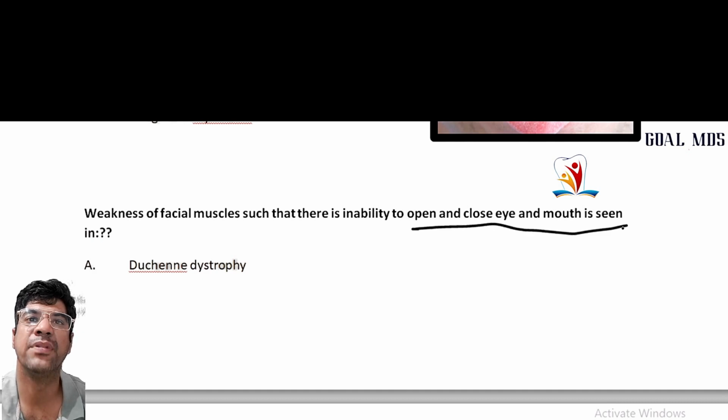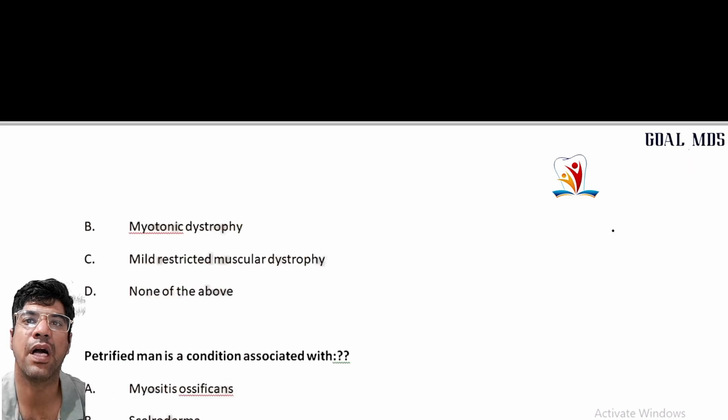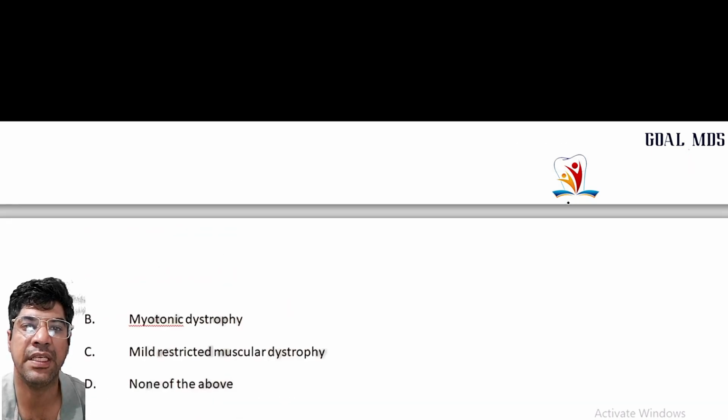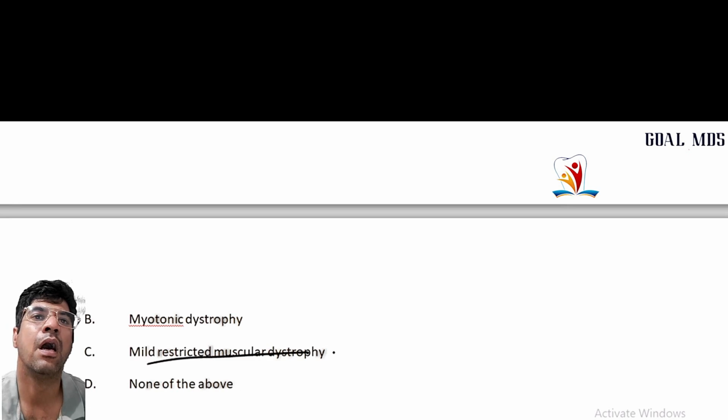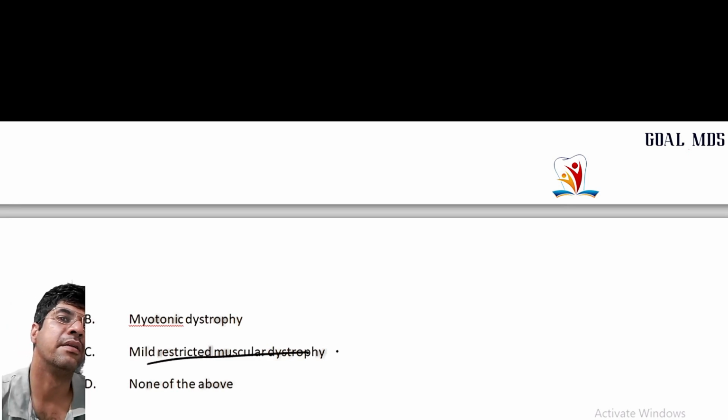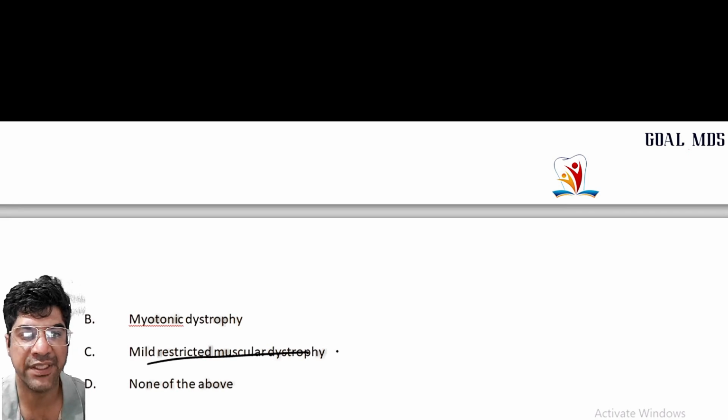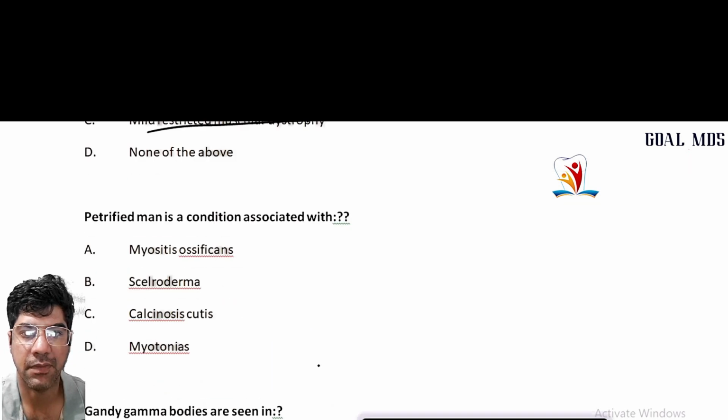The weakness of facial muscles, that is, inability to open and close the eye and mouth, is seen in mild restrictive muscular dystrophy. So weakness of facial muscle that leads to inability to open and close the eye is seen in option C.